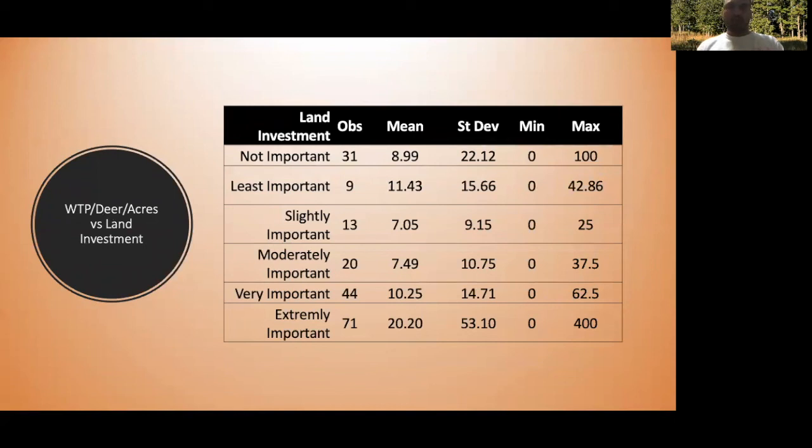The average, which is $20.20, and the maximum willingness to pay per year per acreage, which is $400, are highest among respondents who prioritize land investment as an extremely important land management objective. The second highest category, where land investment is least important, has about half the average willingness to pay per year per acre compared to the above, followed by the third category, which says land investment is a very important management objective. The highest willingness to pay for landowners saying land investment is extremely important might be because of the value addition to the land due to the deer management.